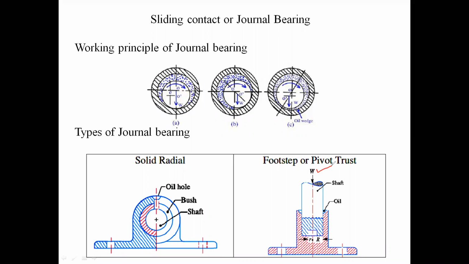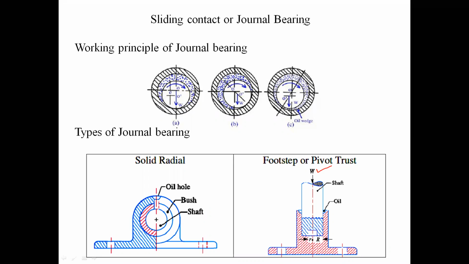You can see the direction of load. And there is oil, and at the bottom side also you'll find oil. So this is the second type of bearing. This type of bearing supports a thrust load. Thrust means what? The load is coming along the axis. The shaft is vertical. In the first, the shaft is horizontal. So this is the difference.